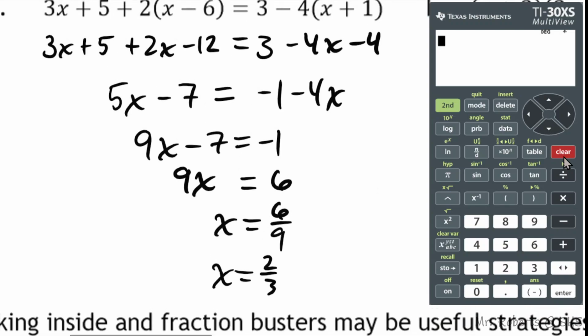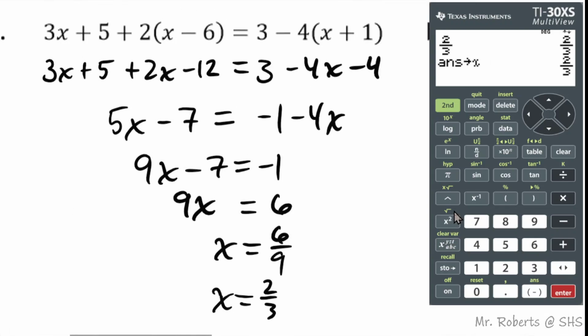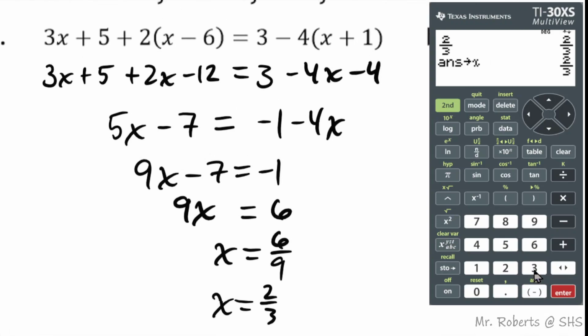So if I wanted to check that, I would take 2/3, a fraction 2 over 3, and I would store that into x. Right? 2/3 is what x is. Now let's look at the left and the right-hand side. On the left-hand side, it's 3x plus 5, and then I'm going to add 2 times the quantity of x minus 6. When I evaluate the left-hand side, it gives me negative 11/3.